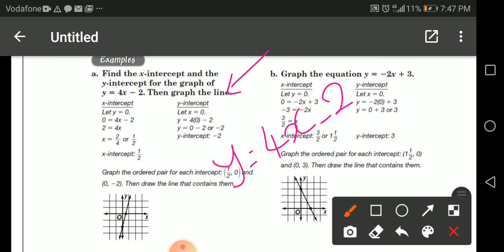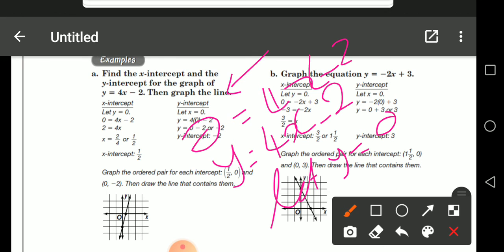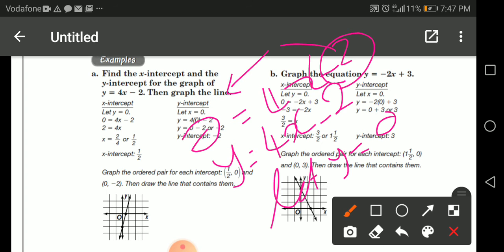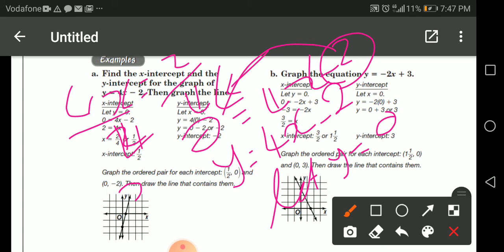Then graph the line. Let's see. I have here, we said what? Let y equal 0. Bravo. So we have here 0 equal 4x minus 2. Minus 2 will go to the other side by which sign? Positive. So you've got here 4x equal 2, divided by 4. Bravo. So we've got x equal 2 over 4. It's what? It's half. So here the x-intercept equals half.